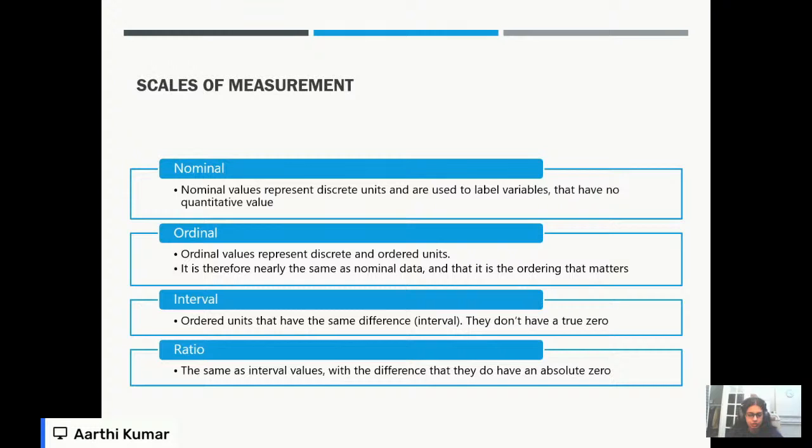Next is a ratio scale. So comparison of absolute magnitudes. This can take 0. For example, number of units sold, a person's income, etc., can be measured in the ratio scale.